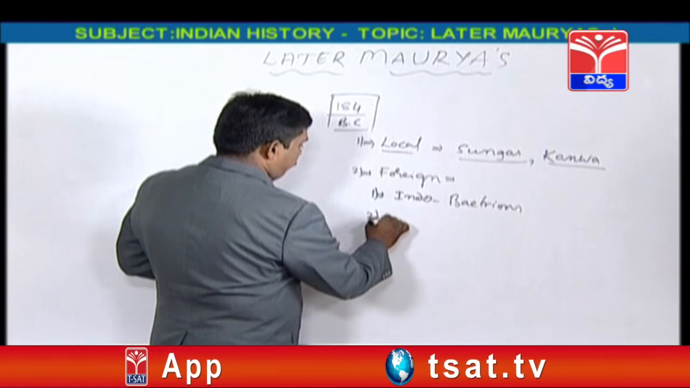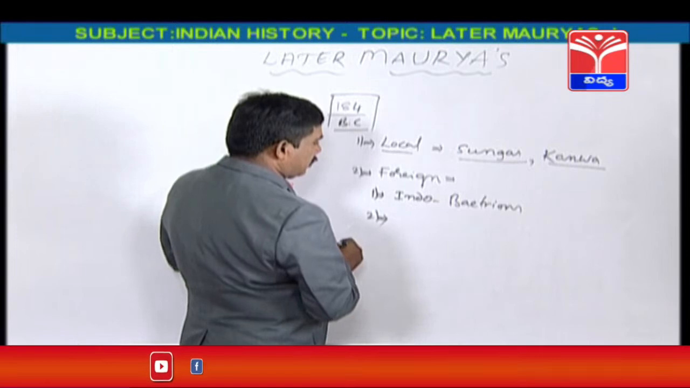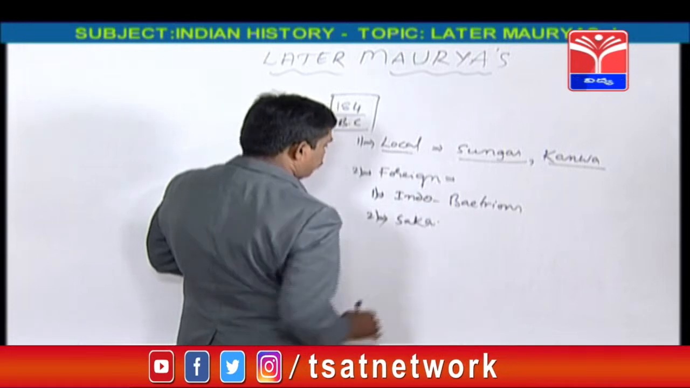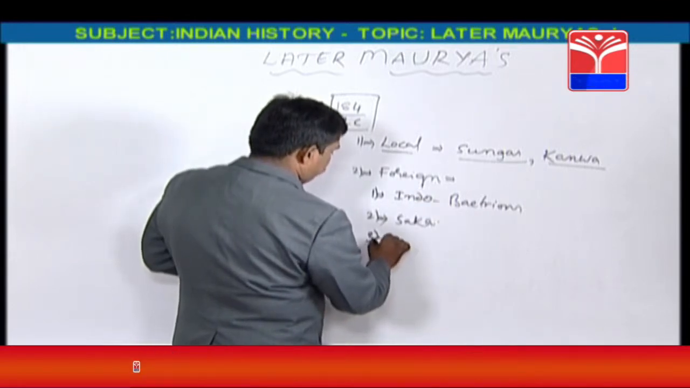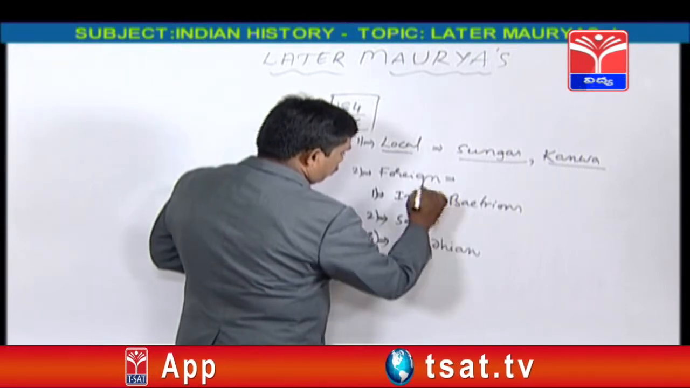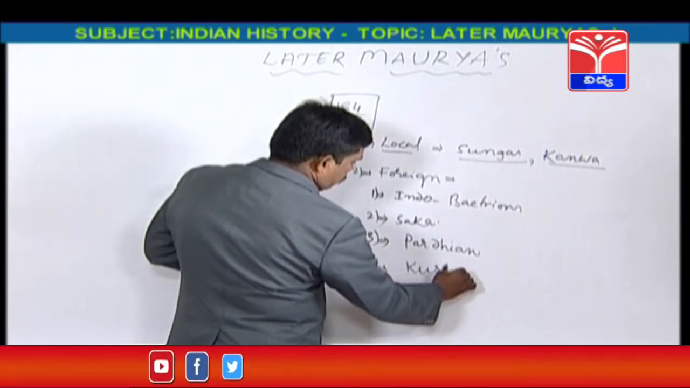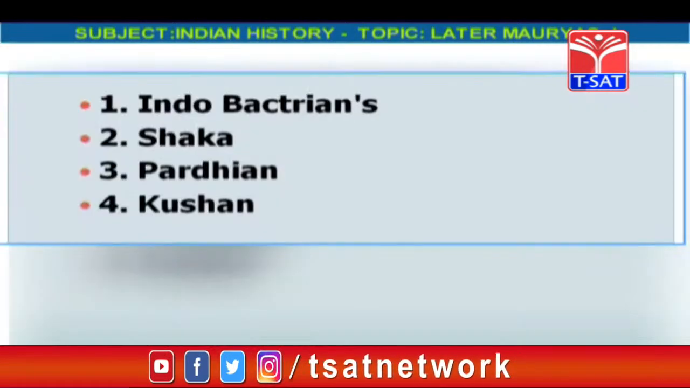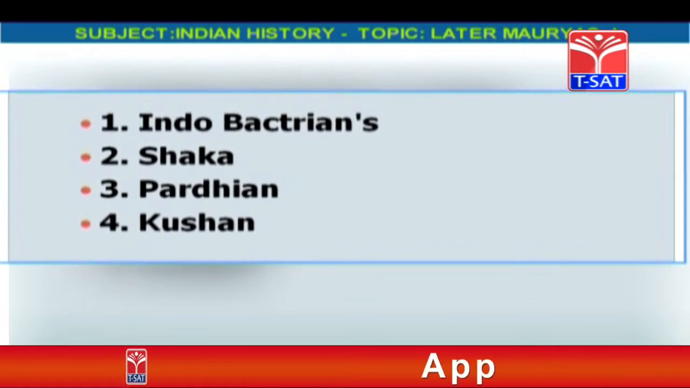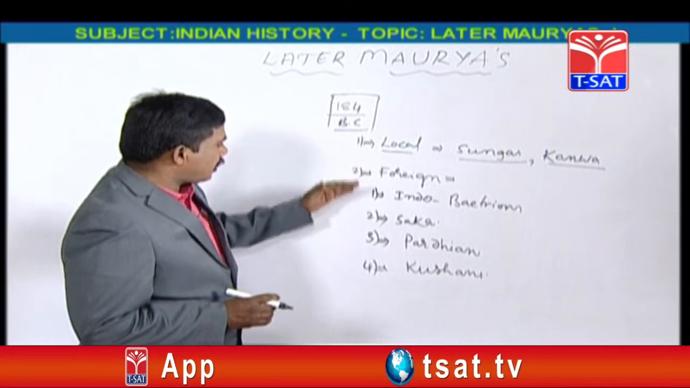Two, after the Indo-Bactrians we have the Shaka and Parthian and Kushans. So the foreign kingdoms are the Indo-Bactrians, the Shaka kingdom, the Parthian kingdom and the Kushans. These are called the foreign kingdoms.